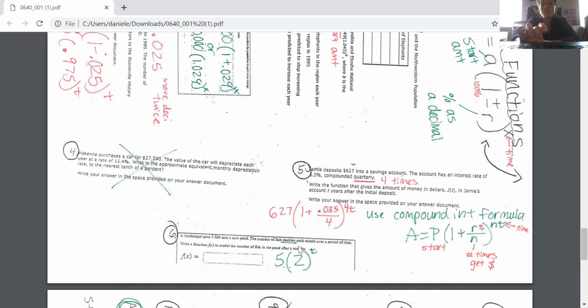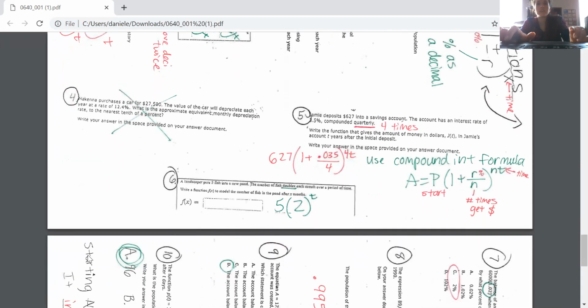If it doubles, you just put a 2 in parentheses. I start with 5, it's doubling. If it was tripling, you'd put a 3. If it was halving, you'd put a half. And that's how that's going to work for you.